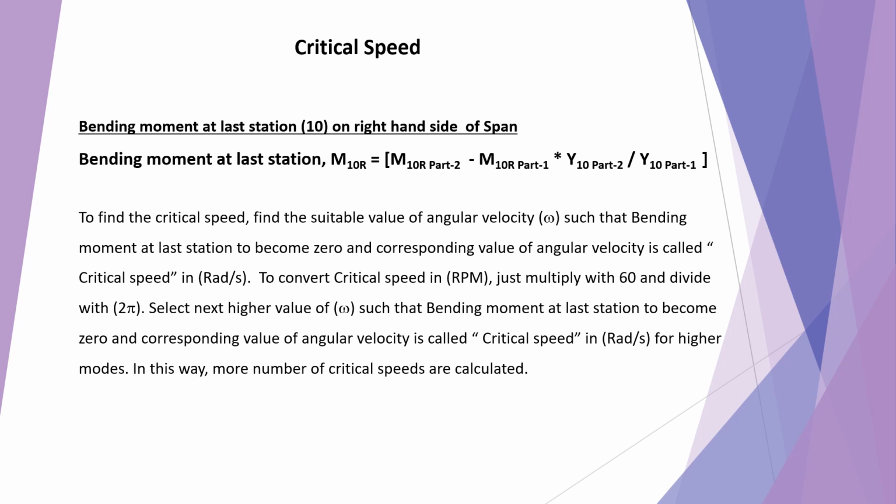Select the next higher value of omega such that the bending moment at the last station becomes 0, and the corresponding value of angular velocity is called the critical speed in radian per second for higher modes. So in this way, more critical speeds are calculated.